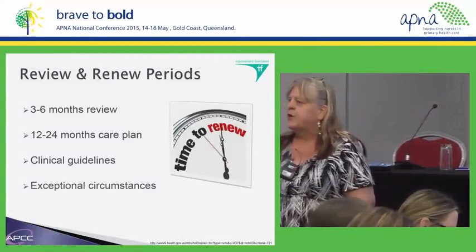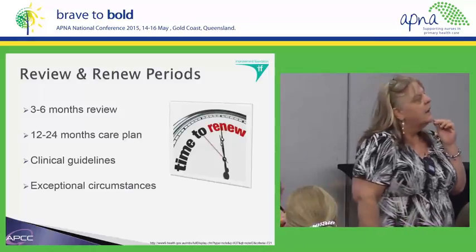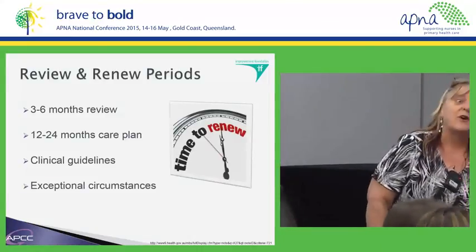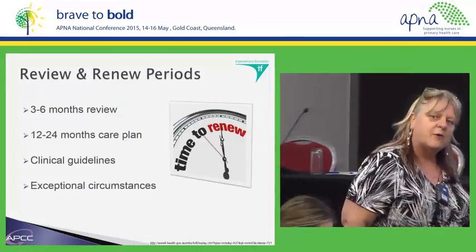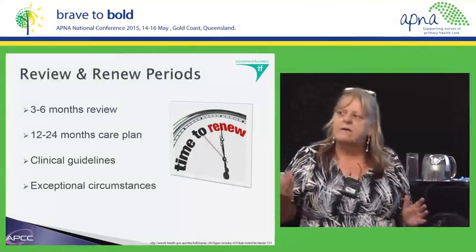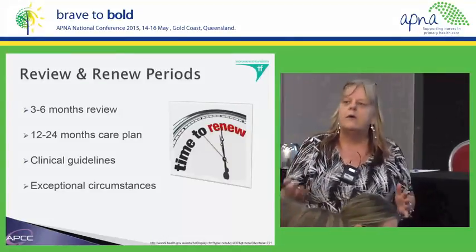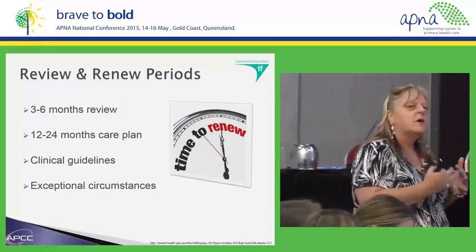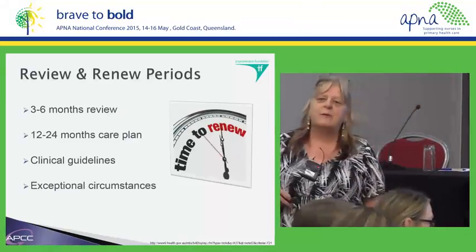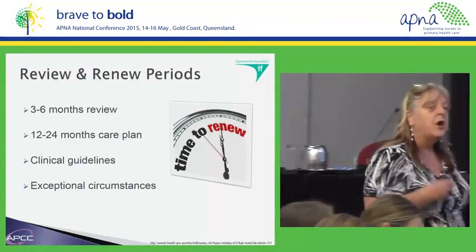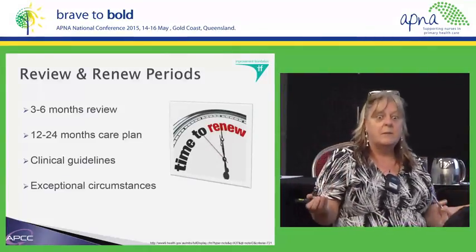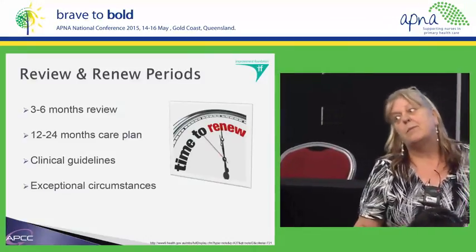So 3 to 6 month review, 12 to 24 month care plan. We need to look at our clinical guidelines because our clinical guidelines tell us to review every 3 months and renew every 12 months. So unless this person is really very stable and not requiring this more important kind of review on a more regular basis, it is 3-month reviews, it is 12-month care plans. You need to put in your notes why you're doing the review at 3 months and why you're renewing at 12 months. That can be unstable angina, blood pressure monitoring.